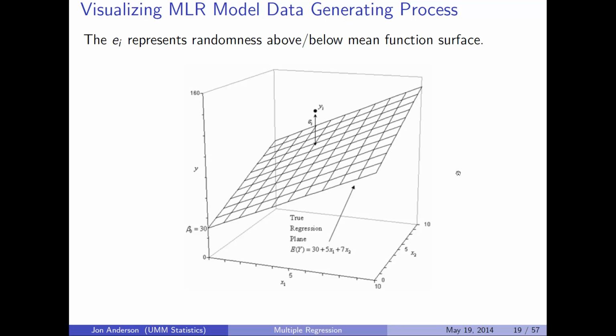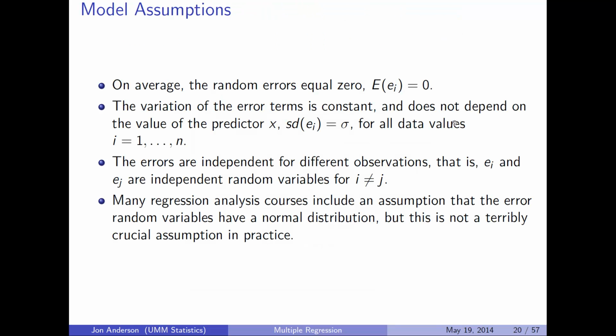This is a visualization of what we're talking about. And this is the kind of mechanism that we think will generate our real observed data. Something like this. The job of the statistician will be then to estimate these beta parameters and make decisions and inferences about what we find.